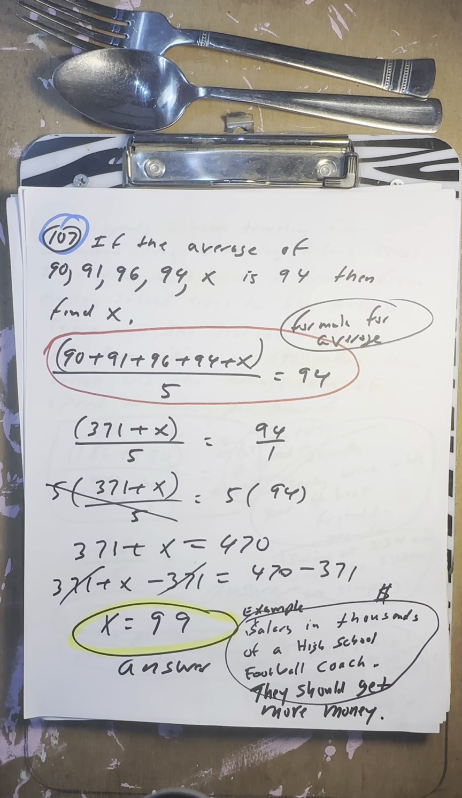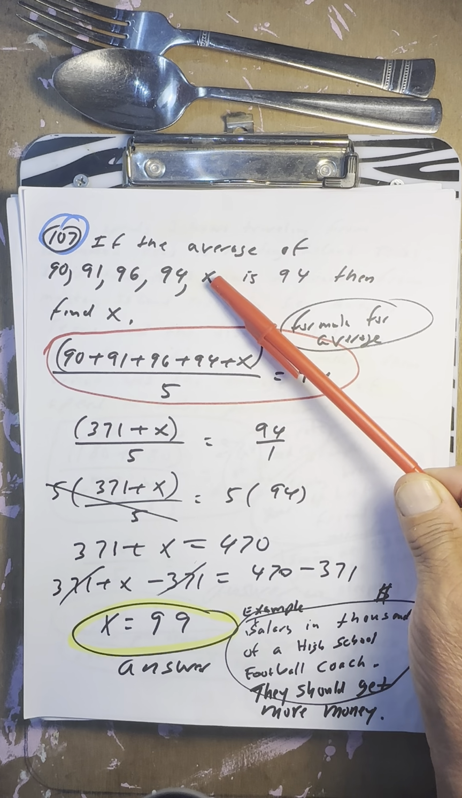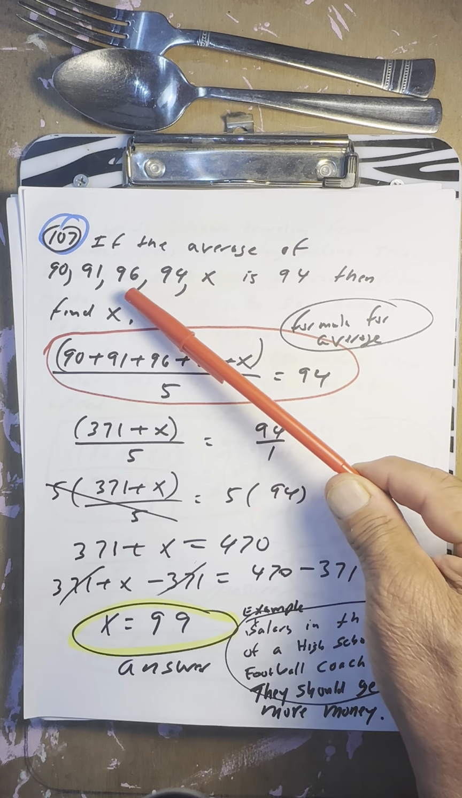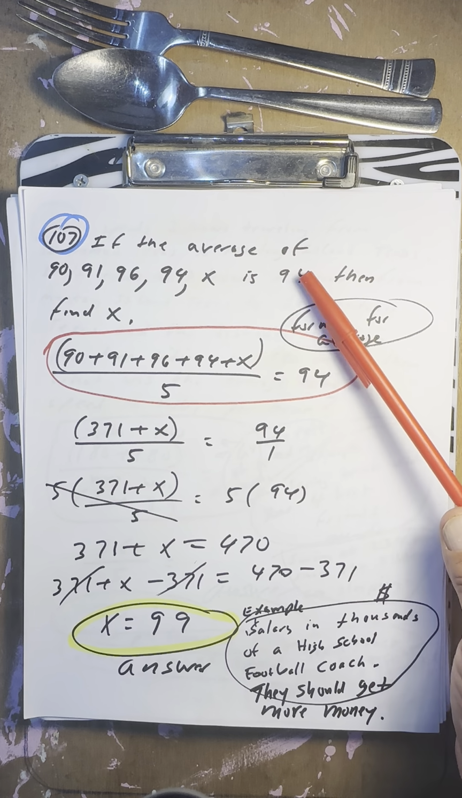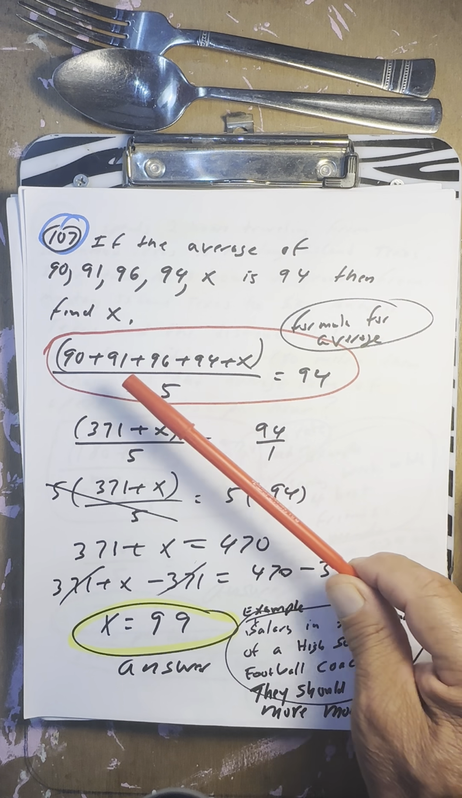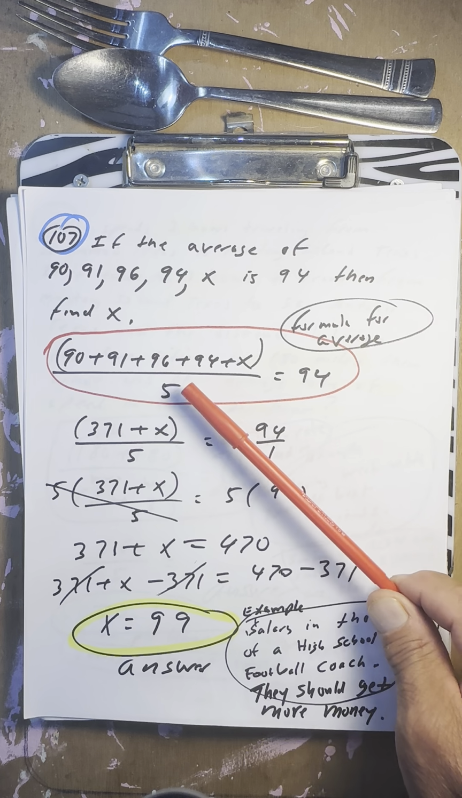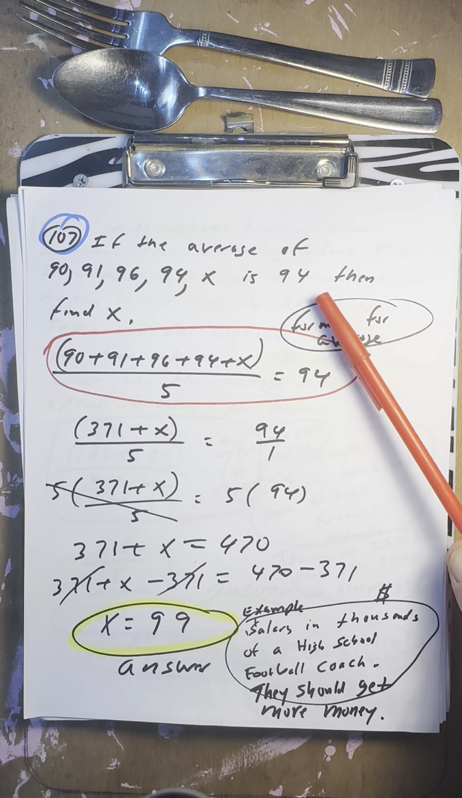The average of 90, 91, 96, 94, and this number, the magic number we don't know, add them all together. You have 5 numbers, and the average is 94. Then you need to find what x is. I know the average formula is 90 plus 91 plus 96 plus 94 plus x divided by 5, which is going to give you 94. That's what it says right there.